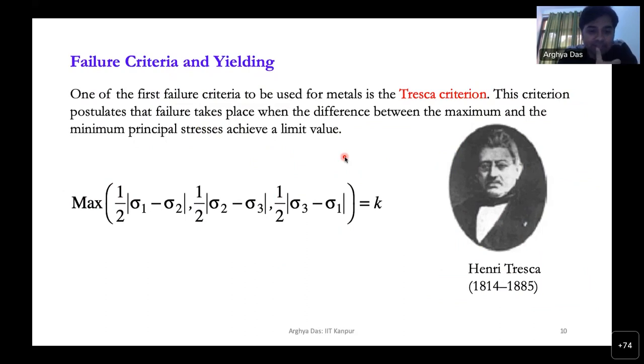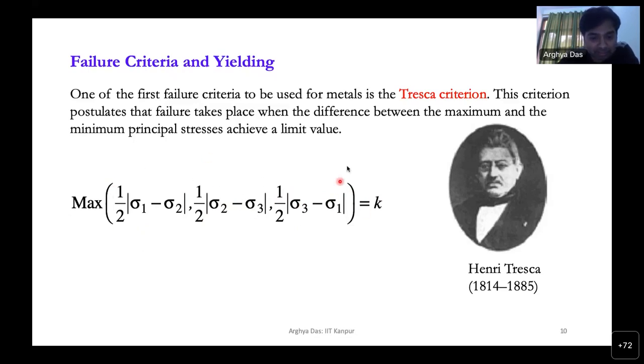Now, one of the earliest failure criteria was defined by Henri Tresca, and it is known as the Tresca failure criteria, though we do not always use it for soil mechanics, except in a few cases. It says that whenever any of sigma 1 minus sigma 2 by 2, or sigma 2 minus sigma 3 by 2, or sigma 3 minus sigma 1 by 2 reaches a certain value k, that is the failure, or that is your so-called threshold.